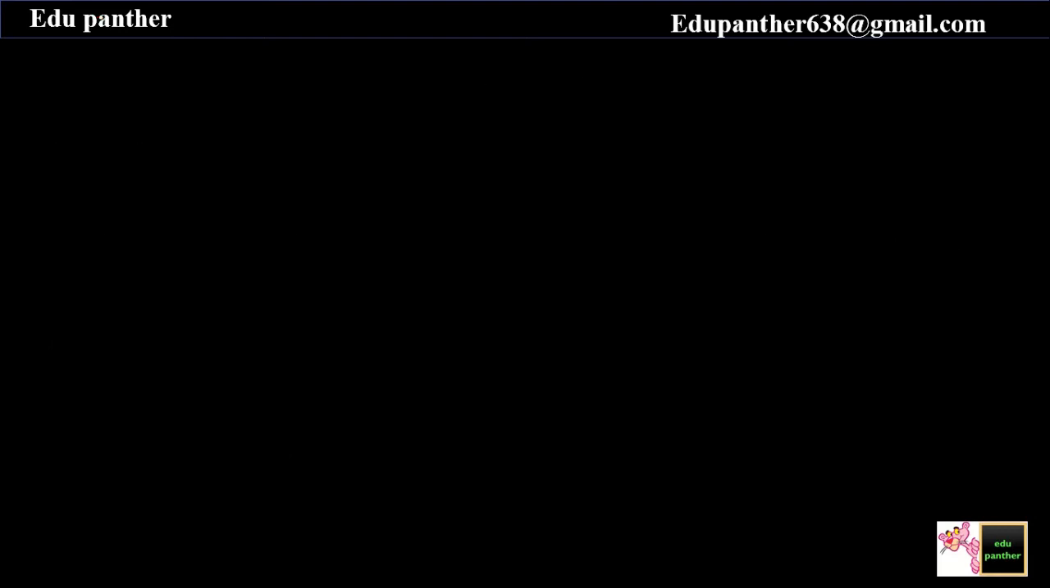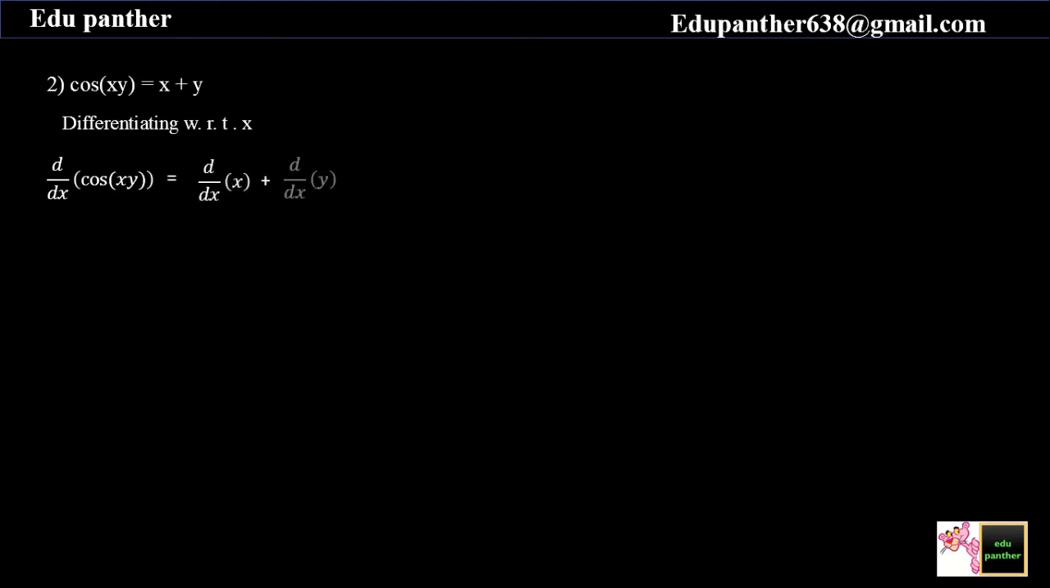Now we'll see one more question. Your equation is given as cos of xy is equal to x plus y. Again this is an implicit function. We have to find dy by dx. So our first step is to differentiate both sides with respect to x. We'll get the derivative of cos of xy equals the derivative of x plus the derivative of y. The derivative of cos of xy is a composite function. We have two functions here, cos and then x into y.